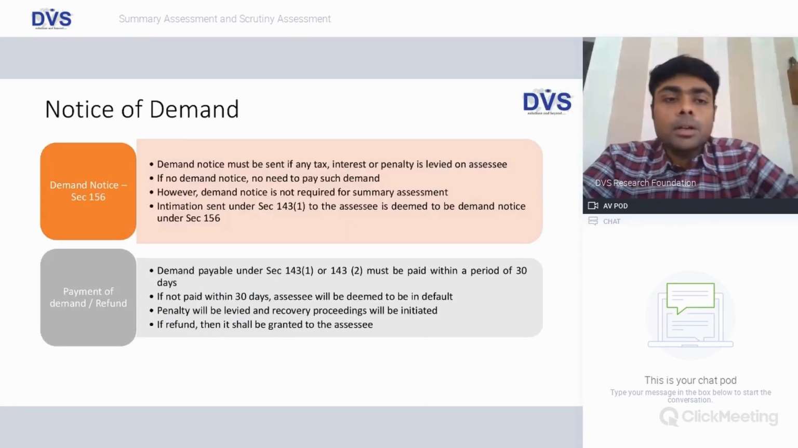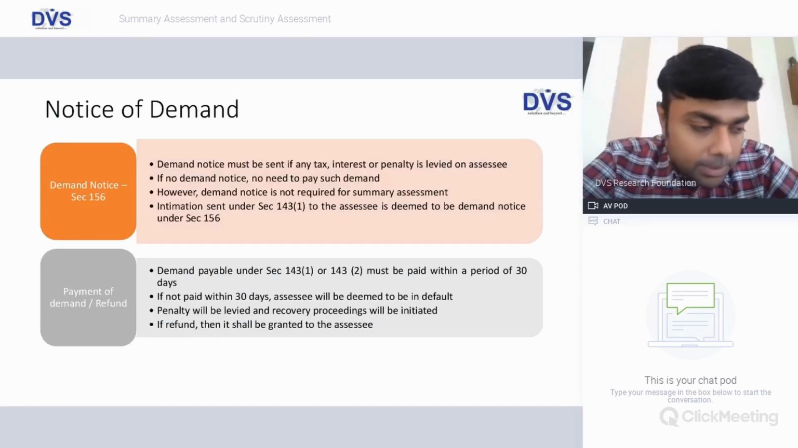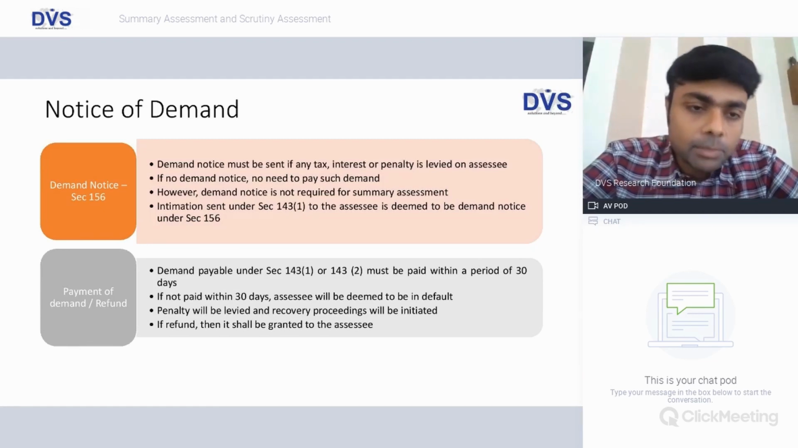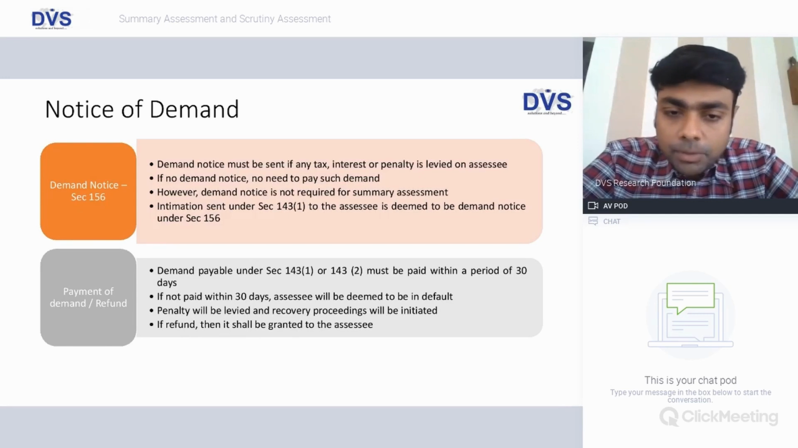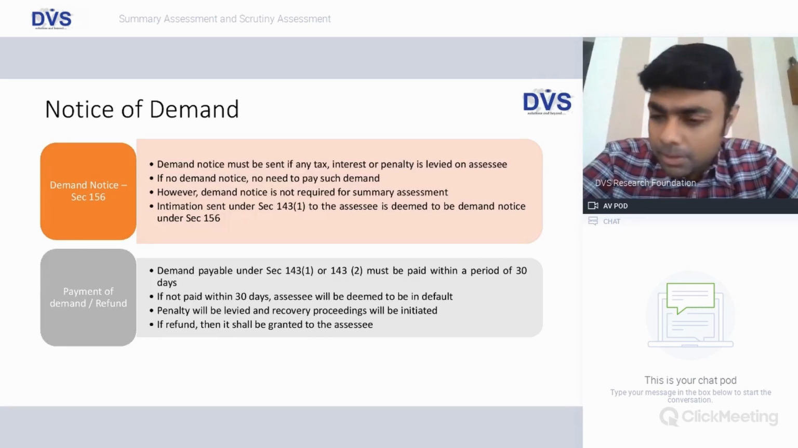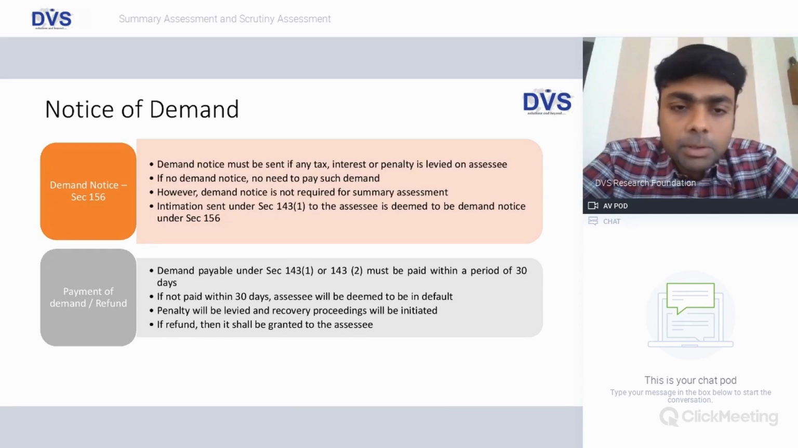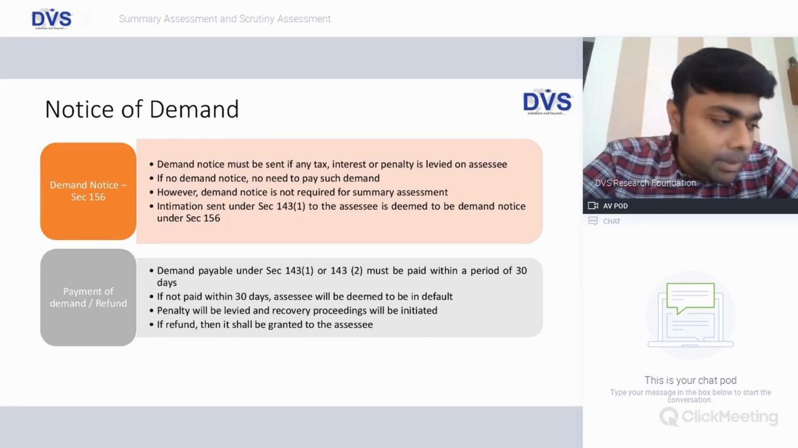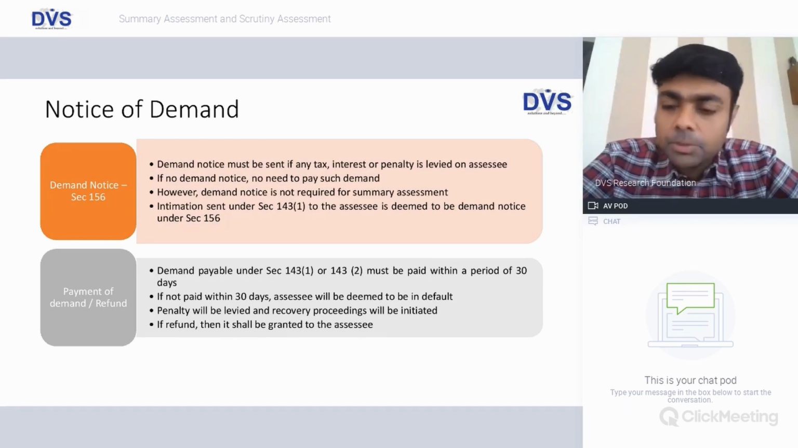Next. Once the scrutiny assessment is completed and an amount is deemed to be payable by the SSC, what happens? After the scrutiny assessment order, a demand notice is issued to the SSC together with interest, tax, or penalty, as the case may be. Section 156 talks about demand and recovery. However, a demand notice is not required for summary assessment, because in summary assessment, the intimation under 143.1 is deemed to be a notice of demand under 156.